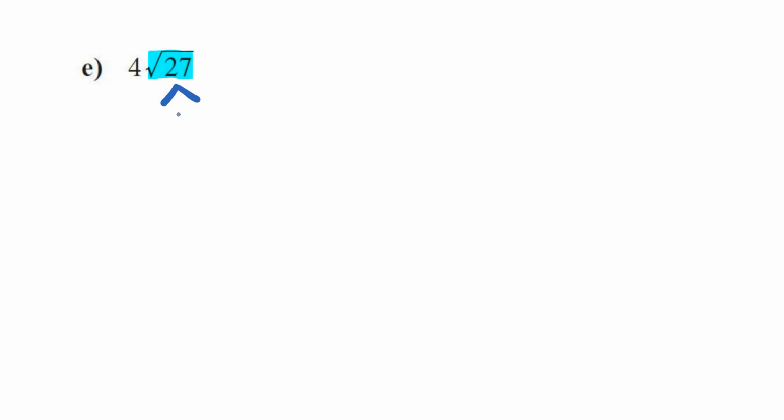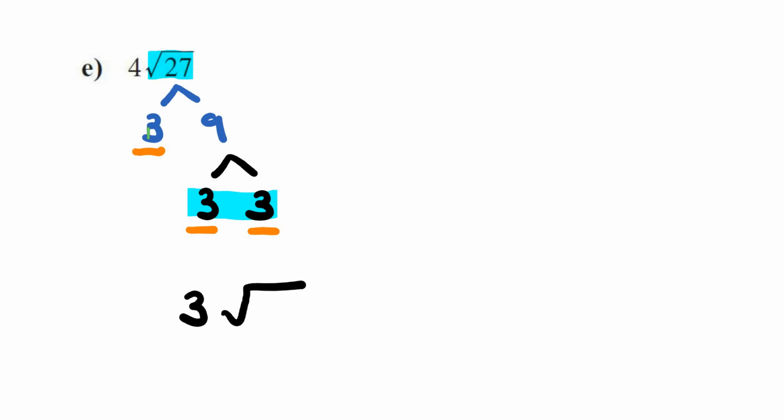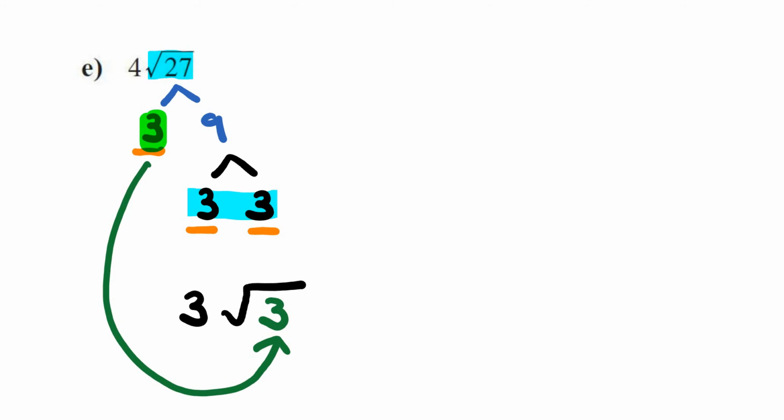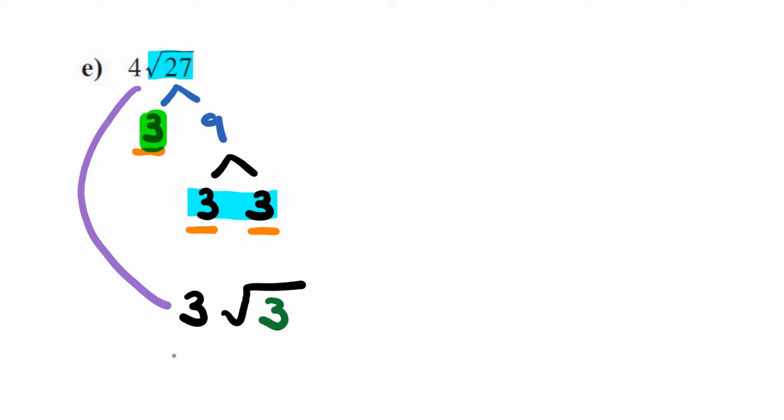So 2 numbers that multiply to 27, that's 3 and 9. So 3 is a prime, so I can stop. And then this 9 I can break down into 3 and 3, and then I can stop there because those are prime numbers. And let's find a group of 3. So here's my group there, or a pair there. So that will be on the outside as a single 3. And since this 3 has no pair, I can move this into the inside as 3 root 3. And then 4 times 3 is going to be 12. So 12 root 3 as a final answer there.